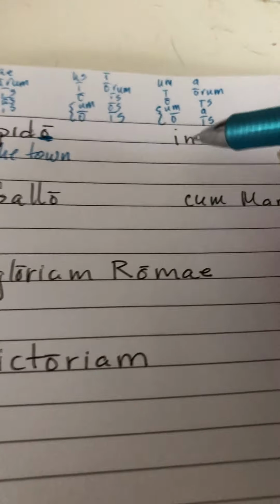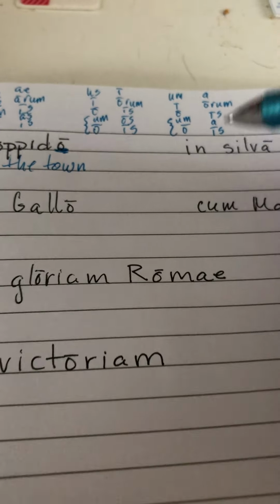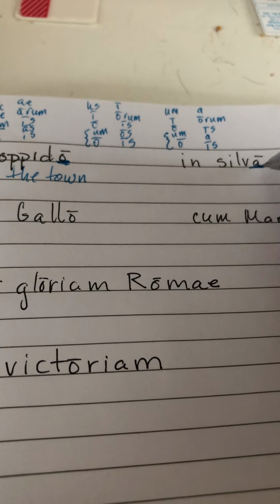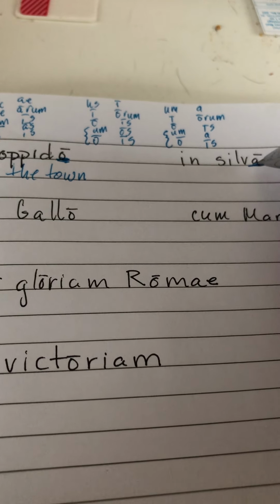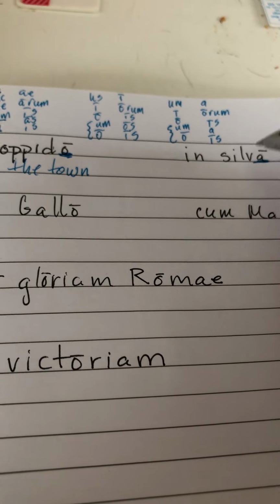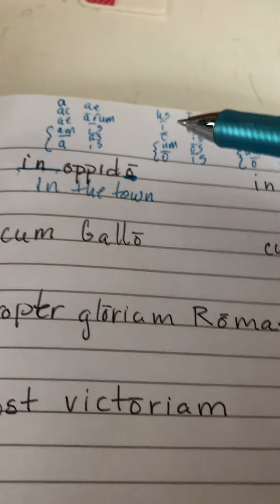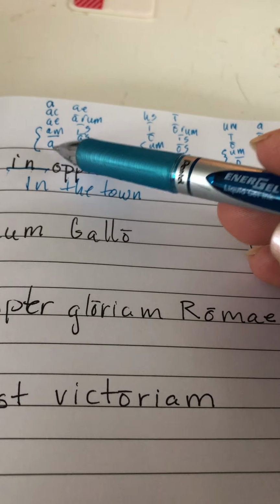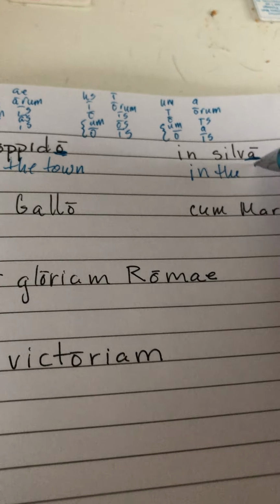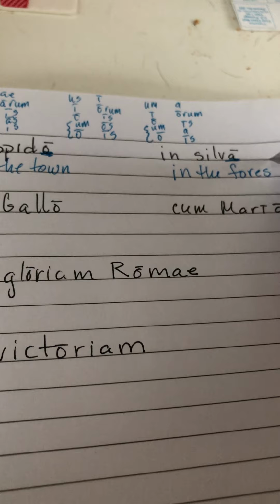Then we move on to the second one. They're being nice. They gave us in again, which we know governs the ablative. This time we have an A with a macron over it, silva. You should pretty much instantly remember that means forest. And it's first declension. So we're looking, and there it is in the ablative. So, in the forest. I suppose we could say on the forest, but I feel like in the forest makes more sense.